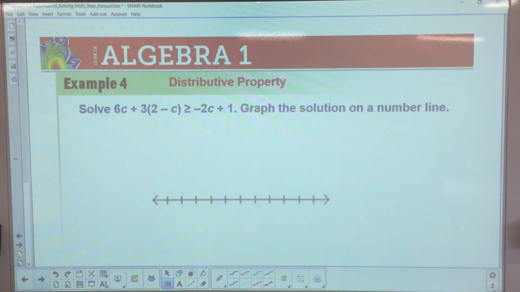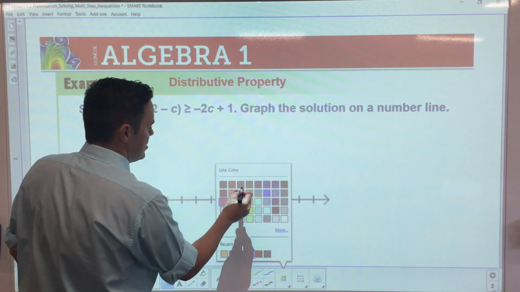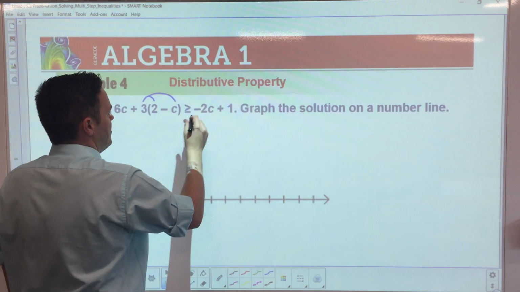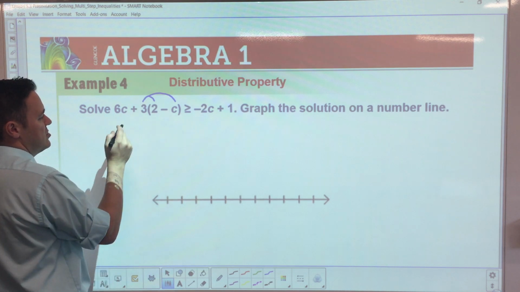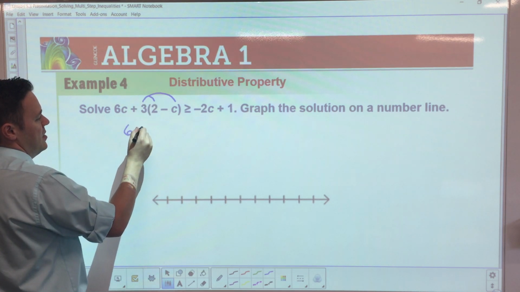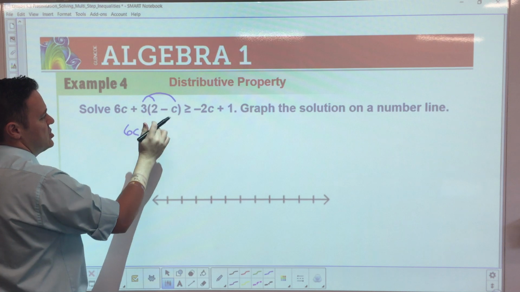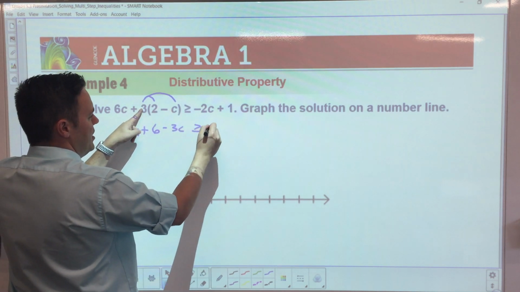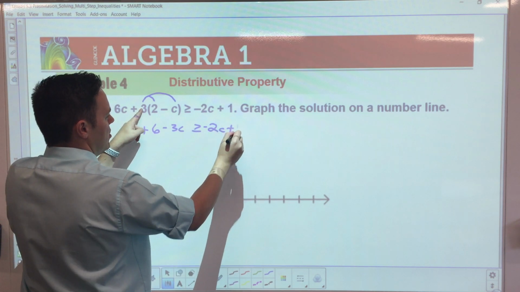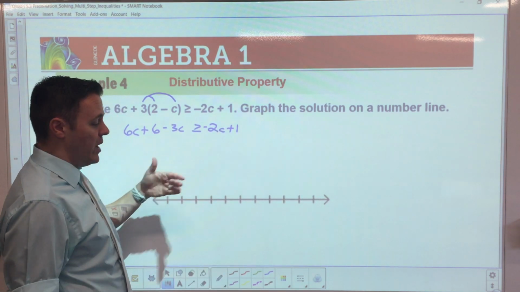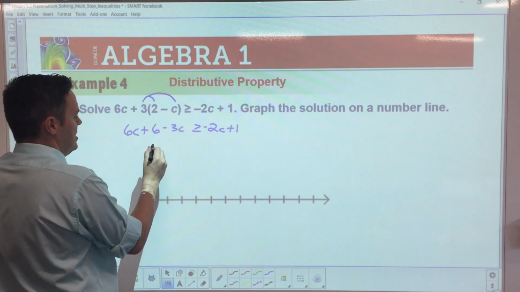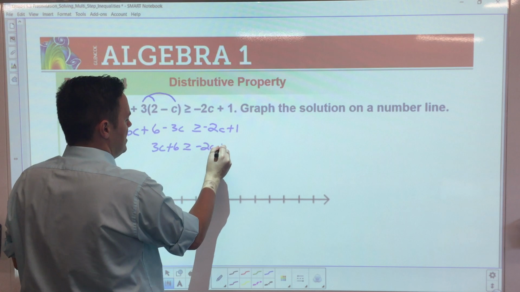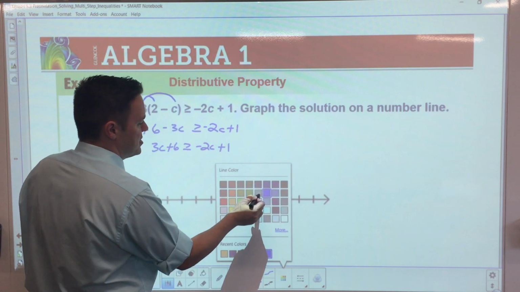Next, distribution property. Please make sure you guys do this distribution fully. Now, this is going to take me a second to set up, so bear with me as we're going through. When you do the distribution, 6c plus 6, 3 times 2, and then it's 3 times c, which is minus 3c. Then you would set it up. Okay, make sure from here you combine like terms. So we can combine these. So it's 3c plus 6. All right, -2c plus 1. So nothing has changed up to this point.